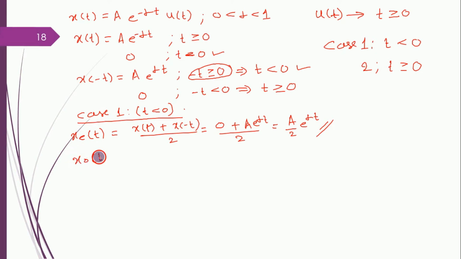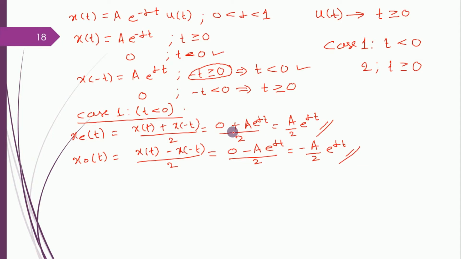Then what is the odd signal? Xo of t within this range itself, in case 1 itself, is x of t minus x of minus t divided by 2. So here it is again 0 minus a e raised to alpha t divided by 2. So your answer is minus a by 2 e raised to alpha t. So these are the two things for t less than 0.